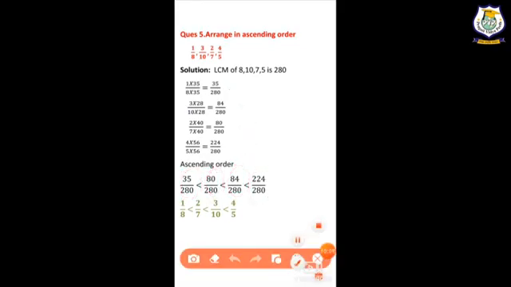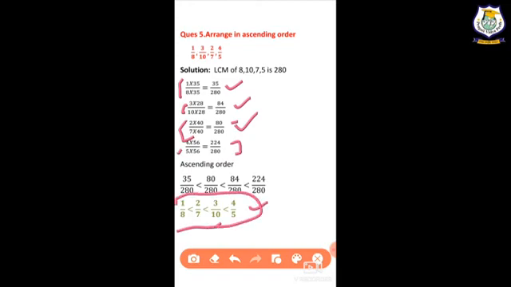35 upon 280 is the fraction 1 by 8. 80 upon 280 is the fraction 2 by 7. Next, 84 upon 280 is the fraction 3 by 10. And then in the last, 224 upon 280 is the fraction 4 by 5. So this is the ascending order of the fractions. Like that, you will find the ascending order, and the same method is for the descending order.